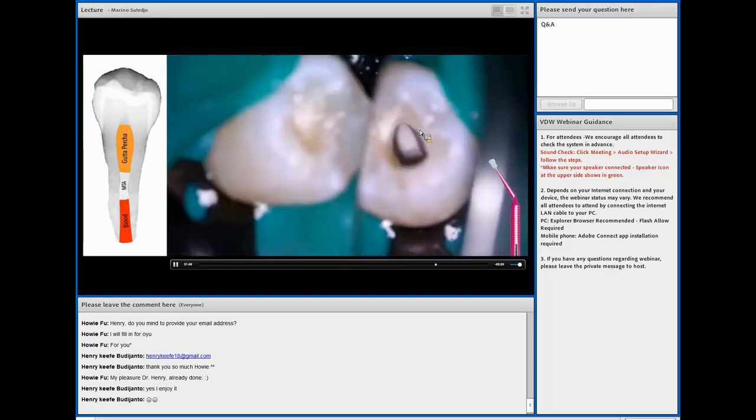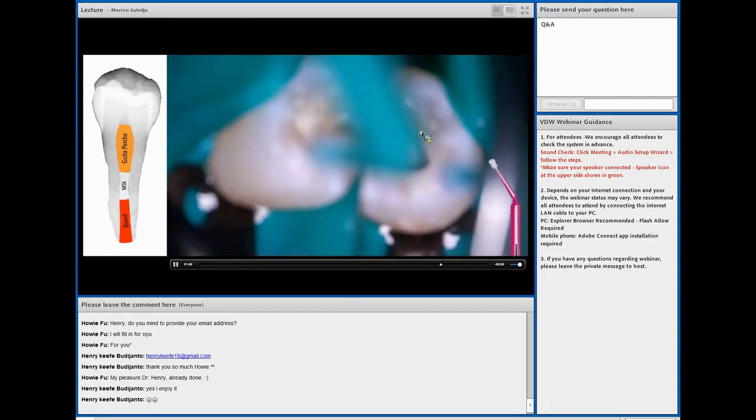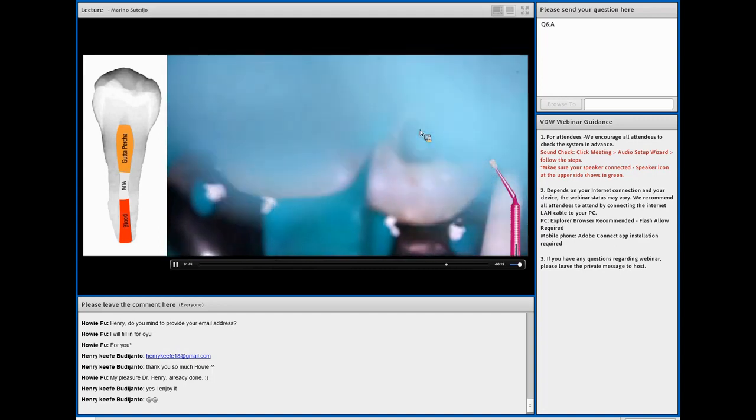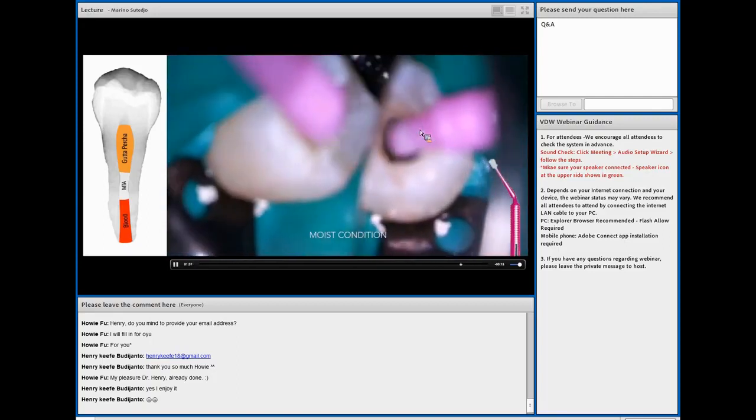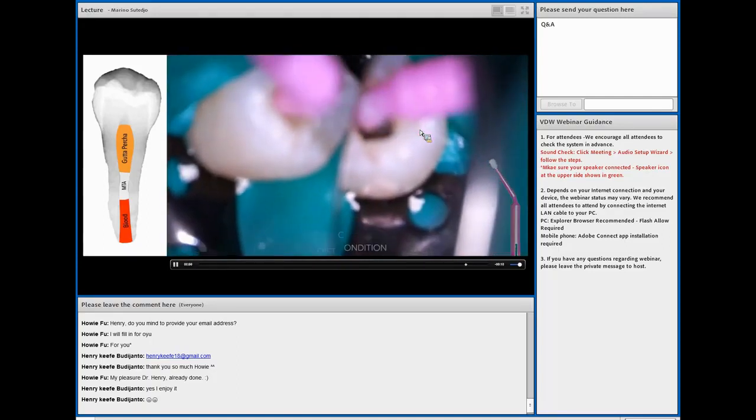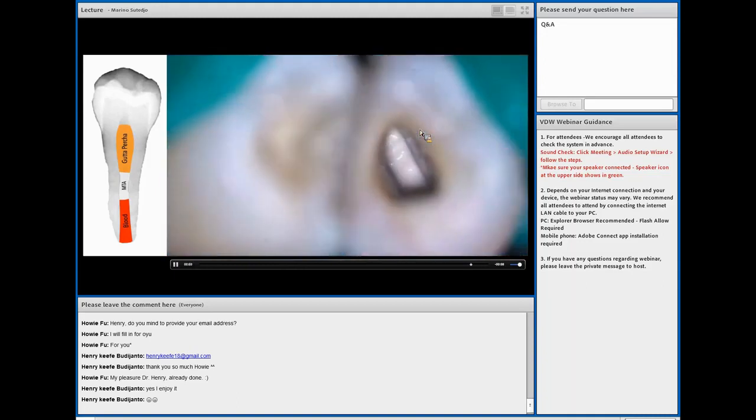And finally, if you reach the desired level, usually I put my micro brush just to make sure I can condense and I can clean my excess MTA from the root canal wall, and I can make my MTA a little bit moist as it is needed for the MTA to set.